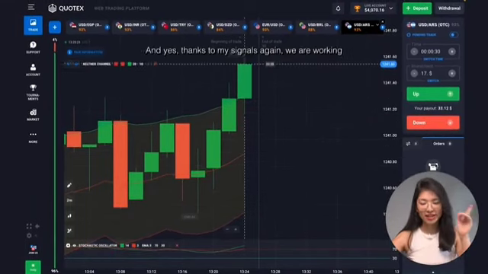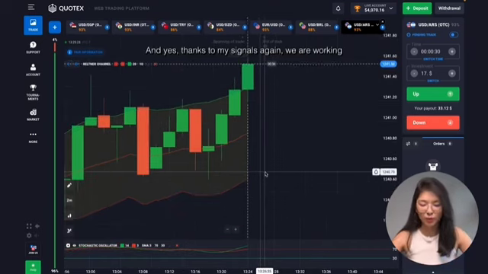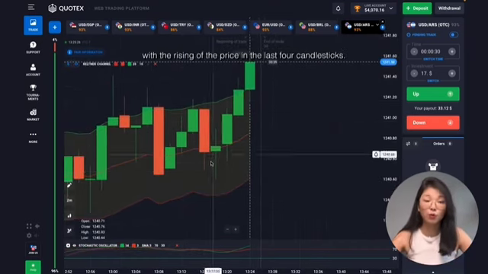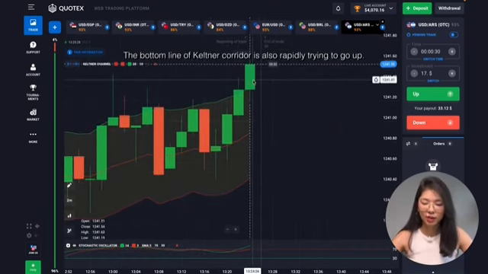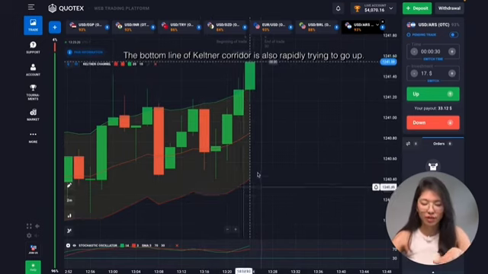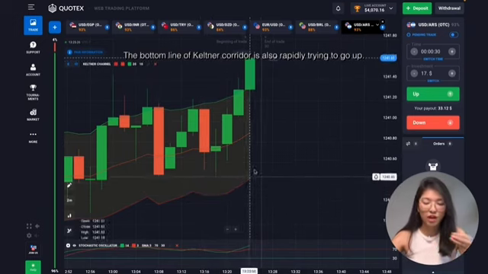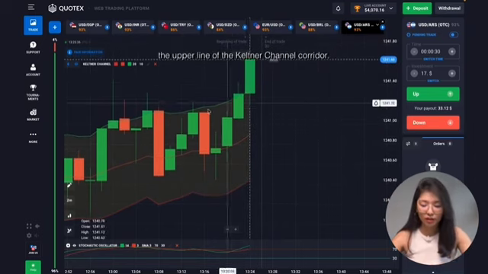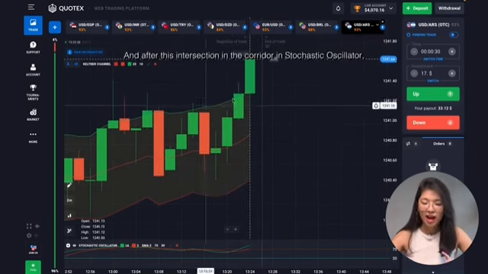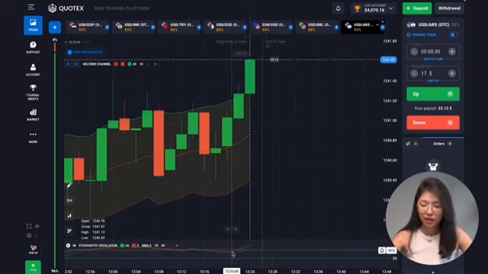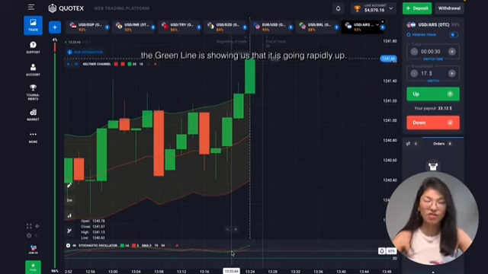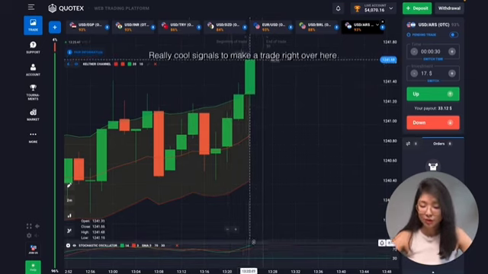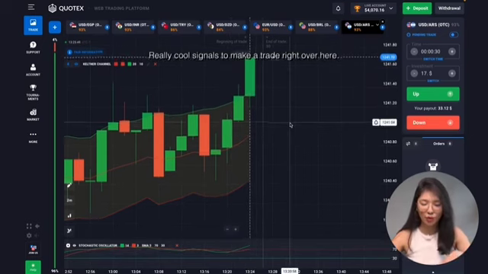So really happy about it, and thanks to my signals again, we're working with the rise of the price in the last 4 candlesticks. The bottom line of the Keltner channel corridor is also rapidly trying to go up. The trend of the last 3 candlesticks is laying on the upper line of the Keltner channel corridor, and after this intersection in the corridor, the stochastic oscillator's green line is showing us that it's going rapidly up. So really cool signals to make a trade right over here.